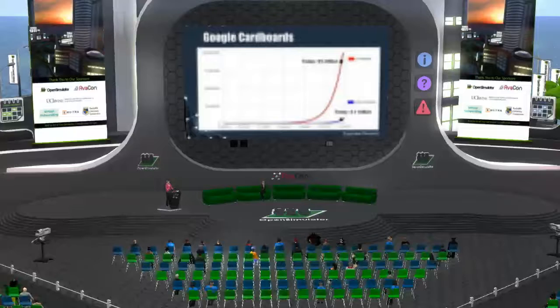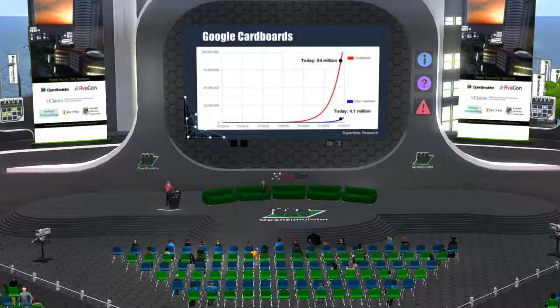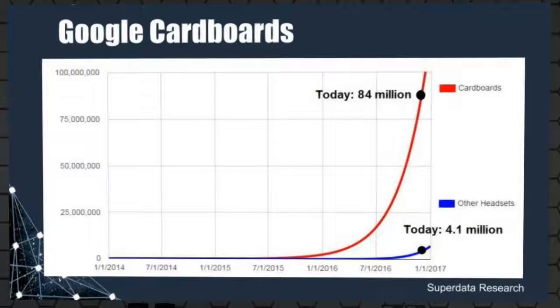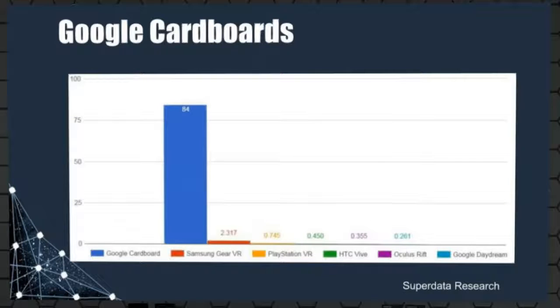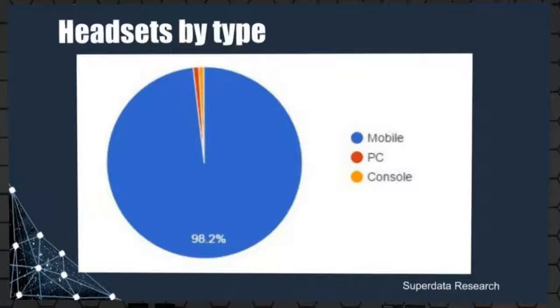Meanwhile, on the virtual reality side, I just got stats from SuperData last week, and there are now 84 million virtual reality headsets that are mobile based in use, and another 4 million of console and PC based headsets. So this is kind of what it looks like. Pretty much 98% of the headsets are mobile based. A tiny little sliver are PC based, and a tiny little sliver are console based.